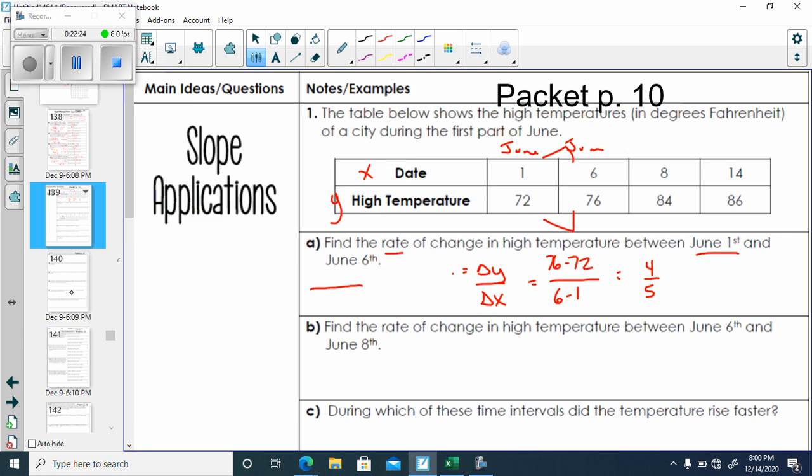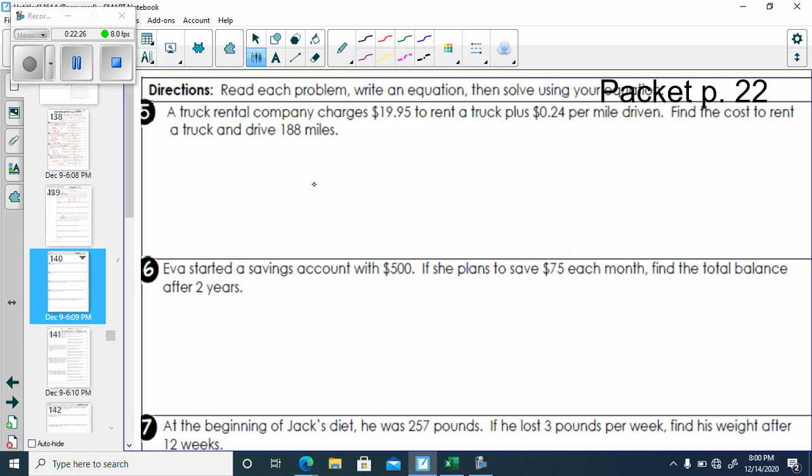Now let's go to the next page. We're now going to write our linear equations that model this situation, and we're going to use them to find data. A truck rental company charges $19.95 to rent a truck plus 24 cents per mile. Find the cost to rent a truck and drive 188 miles. Y is equal to mx plus b.